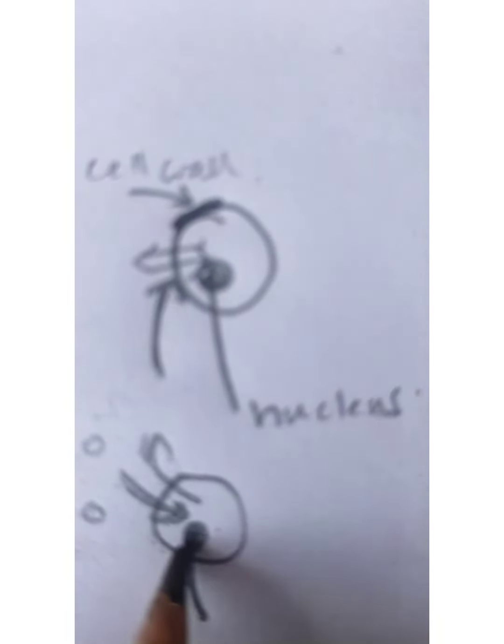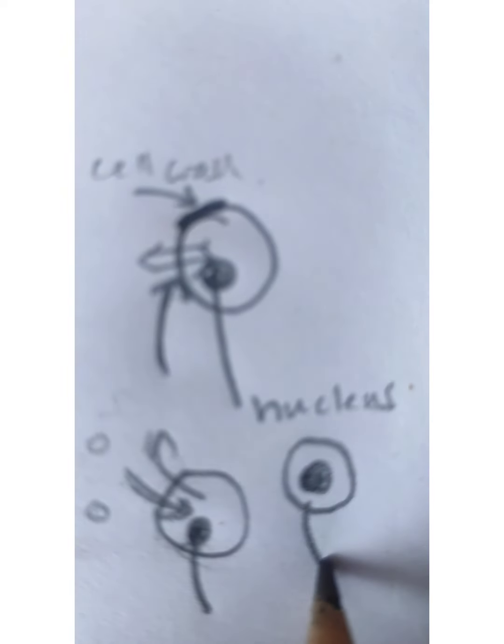When you are talking about the nucleus, it is actually a large cell organelle present in the cell. Almost every cell has a nucleus. In the cell, generally, the nucleus is located at the center, in the middle. Therefore, we call it a centralized nucleus.